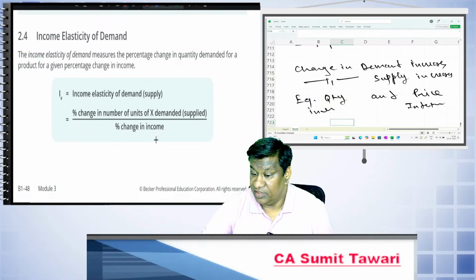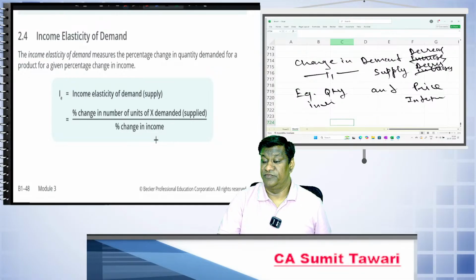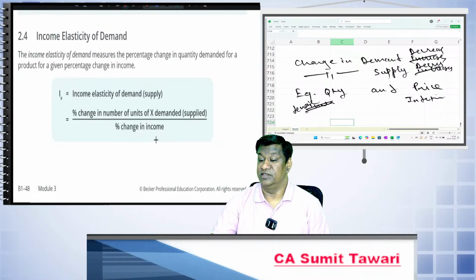And if both decrease, what is the situation on equilibrium quantity? Shortage. Equilibrium quantity shortage, or you can say it decreases. And the price is again indeterminate. If both change in the positive direction or the negative direction, then the price is always indeterminate.